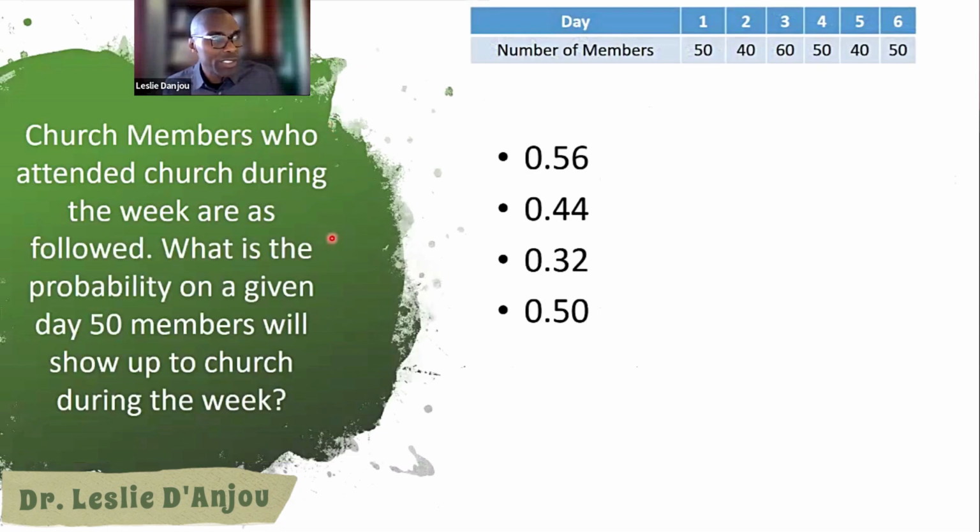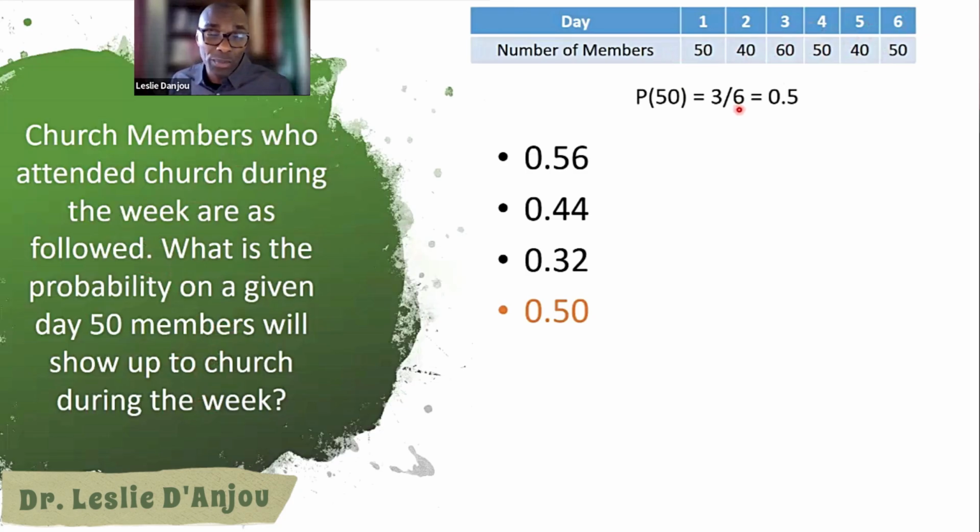I got some examples in there. I'm not actually going to go over all of this. Actually, let me go over this one so you can see the classical method, and then you can understand the relative frequency method. Church members who attended church during the week are as follows. What is the probability that on a given day 50 members will show up to church during that week? So here's your data. How many times does 50 show up? Hopefully you can eyeball this and see that it shows up 3 times. What is the total number of days? 6. So it is 3 divided by 6.